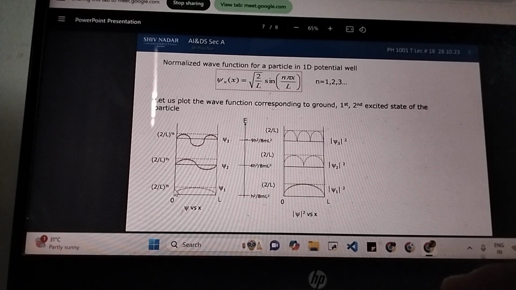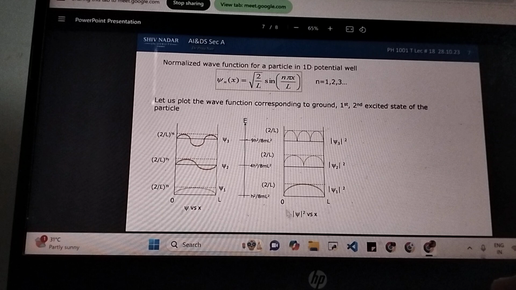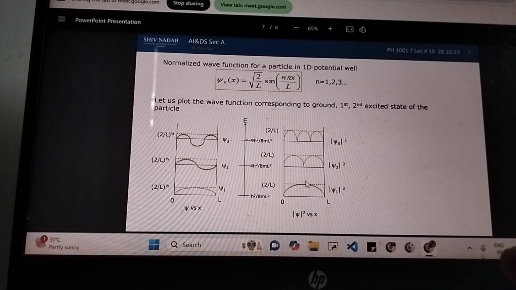If you square this, if you take psi squared versus x, again for n equals 1, n equals 2 and n equals 3, you will get these graphs. And it is possible to explain these in terms of a physical interpretation. So psi squared is the probability of finding the particle at different locations between 0 and L.